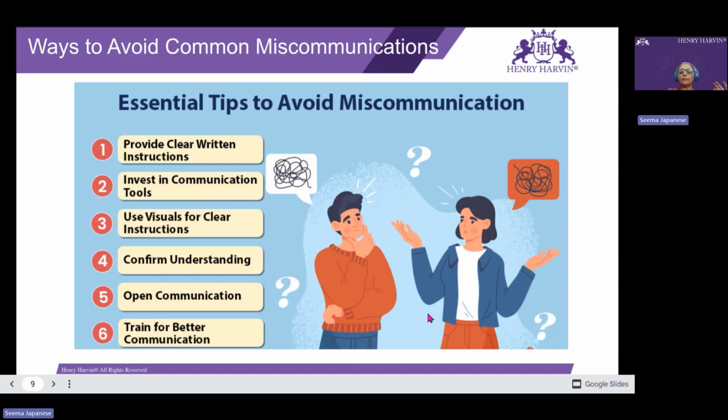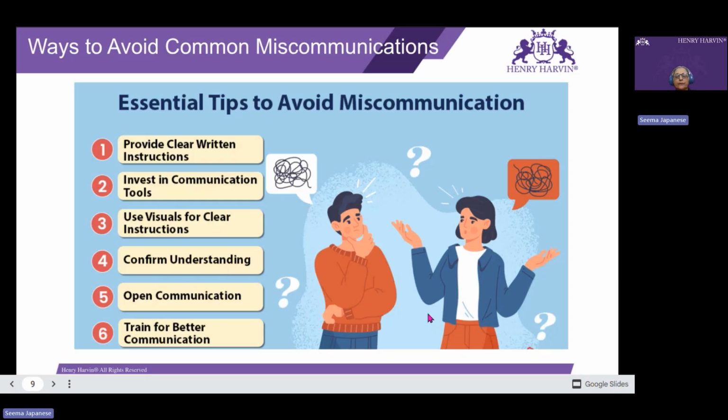Essential tips to avoid miscommunication. First, provide clear written instructions. Invest in communication tools. That's also very, very important. Use visuals for clear instructions. Confirm understanding. Open communication and train for better communication. Now, when we talk about the first essential tip, that is provide clear written instructions.